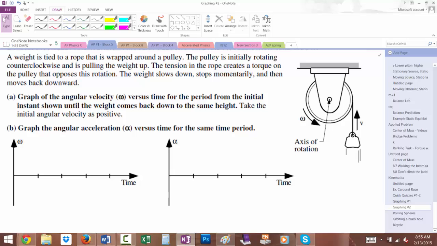Can you imagine this happening? Okay, so it's rotating, it stops, and then it starts rotating the other way. Graph the angular velocity versus time for the period from the initial instant to when it comes back down to the same height. So it's going to go up and then come back down to this place. And then graph the angular acceleration. I'm going to let you think for like 45 seconds again, and then I'll let you discuss, and then I want to see it on the boards. But I'd rather that everybody write it on paper first so that you're not just going with somebody's answer on the board.